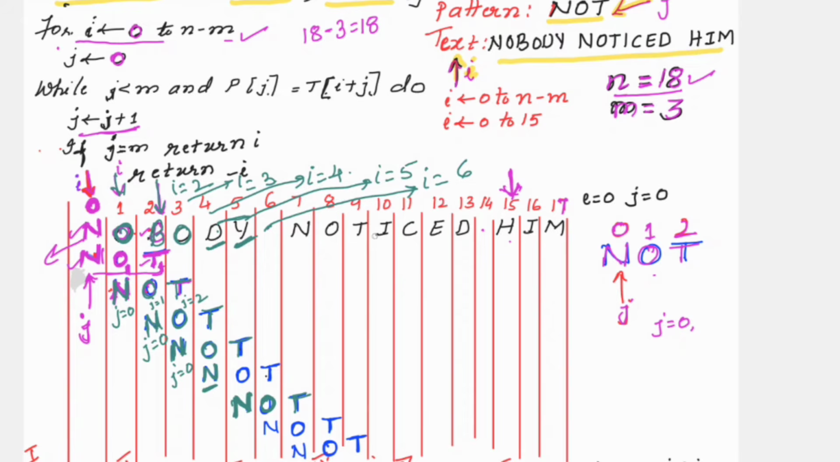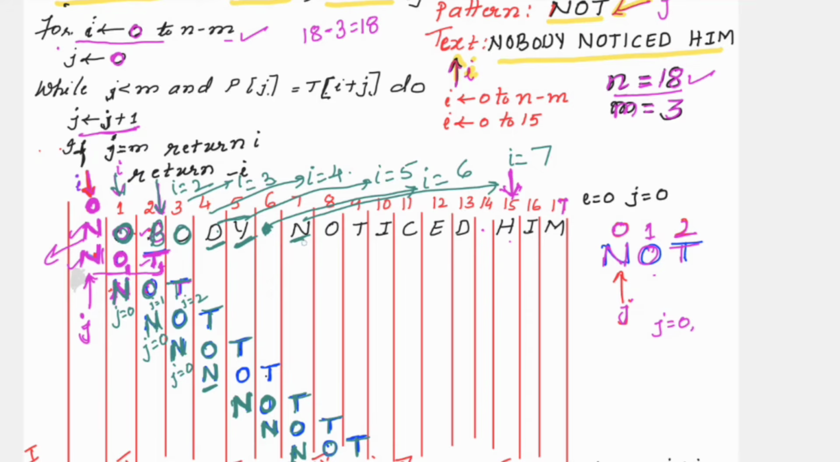Now I becomes 6. If I becomes 6 and the pattern starts again here from the 6th position, NOT, you can check here, it is a space here and the letter in the pattern is N. Space and N will not match. So next I gets incremented by 1. Now I becomes 7. The pattern is here at I equal to 7. It starts from I equal to 7, NOT.